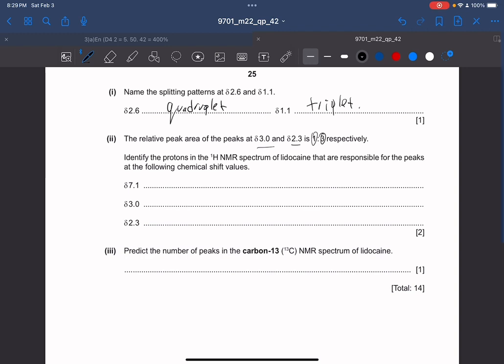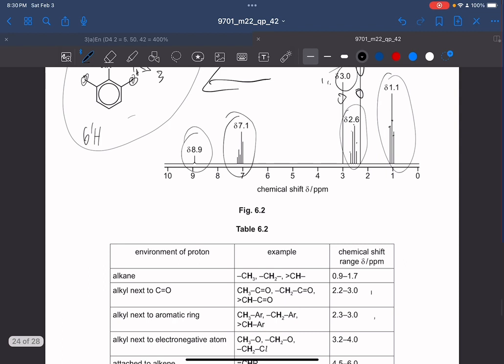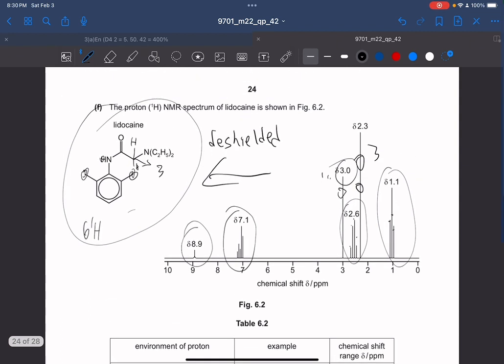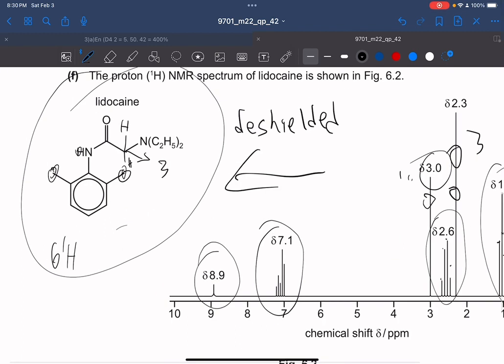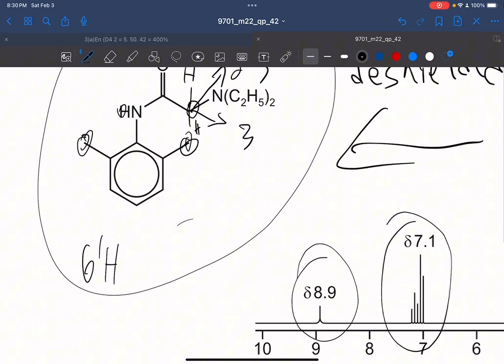Identify the protons. Okay, so when it's telling you to identify the proton, then you need to be very specific. What I'm trying to say is you need to be specific which position it's on in the molecule. So going back to our analysis on 2.3 and 3, I'm pretty sure that this is going to refer to our number 3, and I'm also pretty sure that this is going to refer to 2.3.